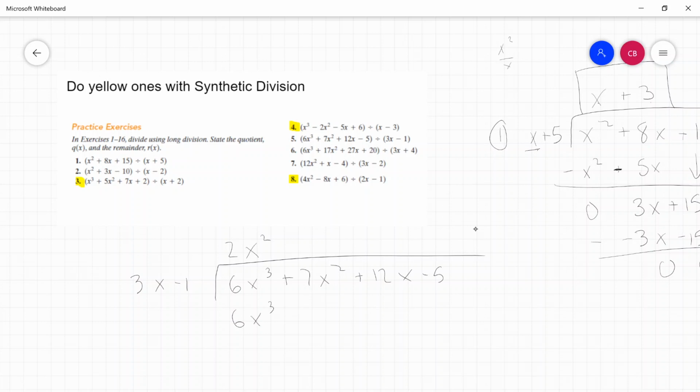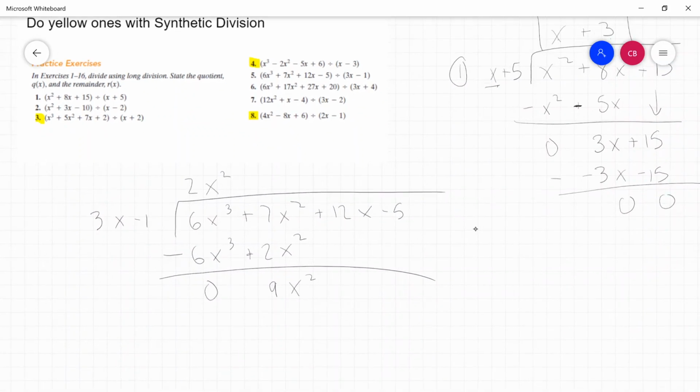2x squared times negative 1 is negative 2x squared. And then we subtract, and we subtract the negative, so we add. So this is going to be 0. 9x squared. Then we bring down the 12x.